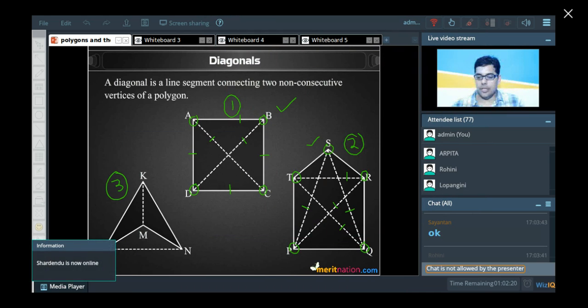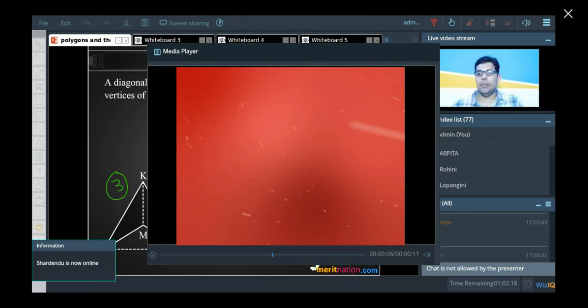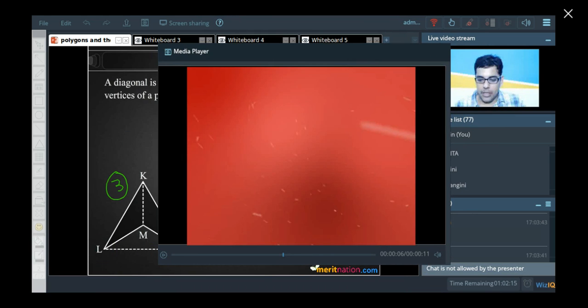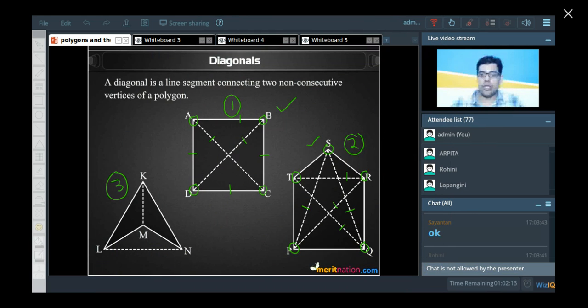Give me a moment, guys, because the media player is again popping up and popping down. Just give me a moment regarding this.